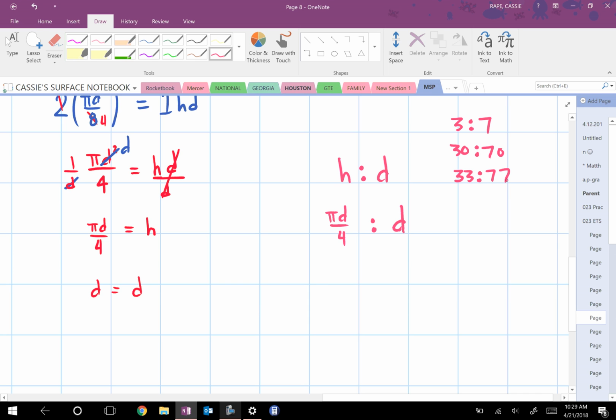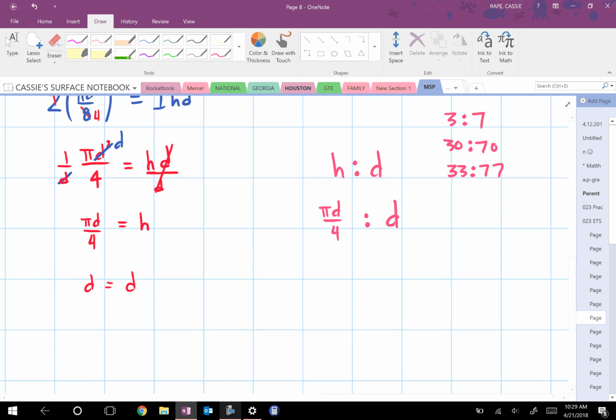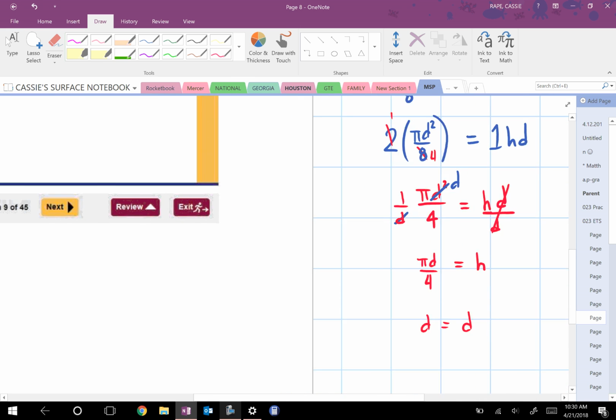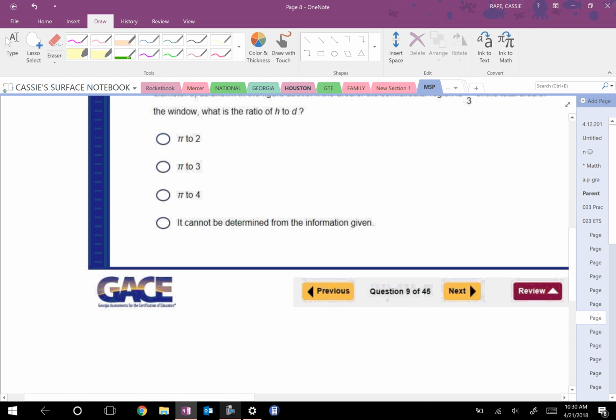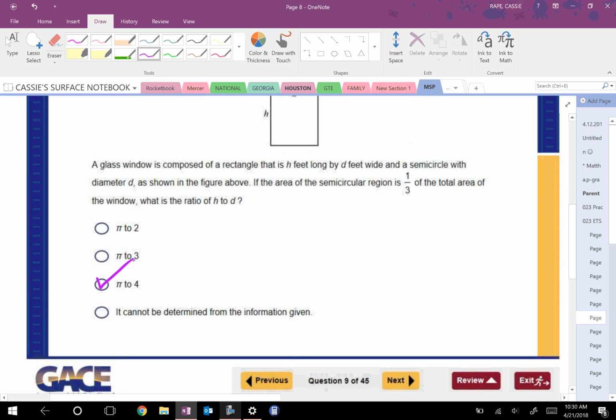So if I want h to d, I'm looking for something that you'll notice, first of all, that none of these have d in them. Okay, so looking at this pi d over 4 to d, I can multiply both sides by 1 over d, because in all of those ratios, the d has been canceled out. And I've got pi over 4 to 1. Okay, and I still don't see that over there. I'm going to multiply both sides times 4. Okay, that would give me pi to 4. H to d has a ratio of pi to 4, and let's go look at that. Pi to 4 is, in fact, one of the answers. The answer is C. The ratio of the height of that rectangle to the diameter of the circle is pi to 4.